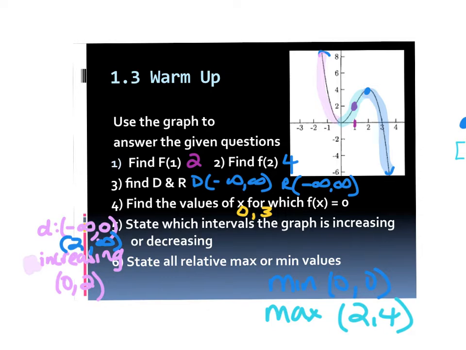Anytime you give it in interval notation, your order should be the same as the value of the number. So the smaller number comes first, biggest number comes second. And because the arrows are pointing down and up, you've got both negative infinity to positive infinity.